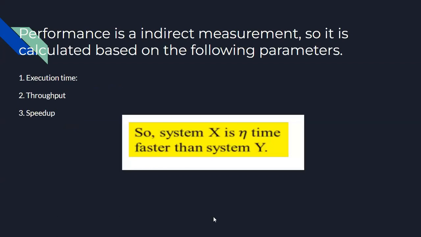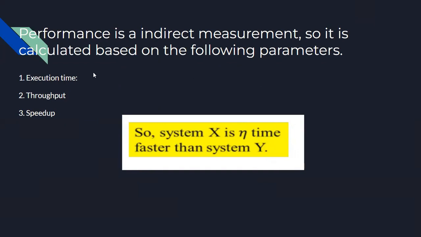Suppose system X is said to be faster than system Y. How do we conclude this particular statement? Obviously, performance is an indirect measurement, so it is calculated based on the following parameters.